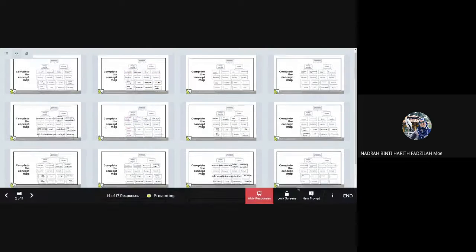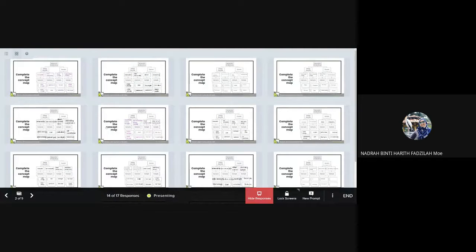So kenapa nama dia direct current? Sebab electric current flows in one direction only. So example dia macam torchlight, calculator, oh yes, toy car, ya yang pakai bateri tu ya. Okay, boleh toy car. Alright.